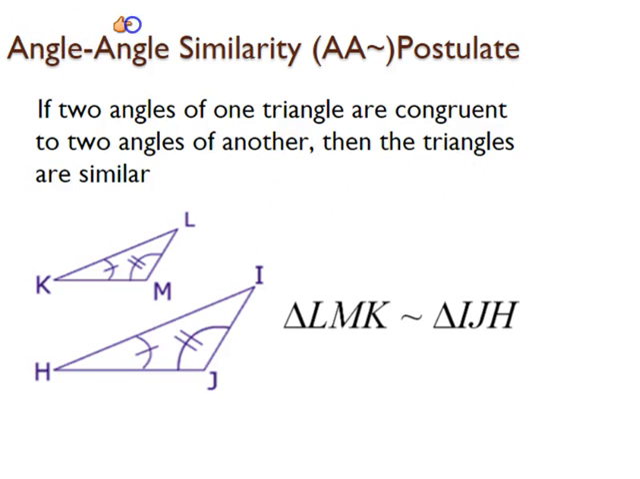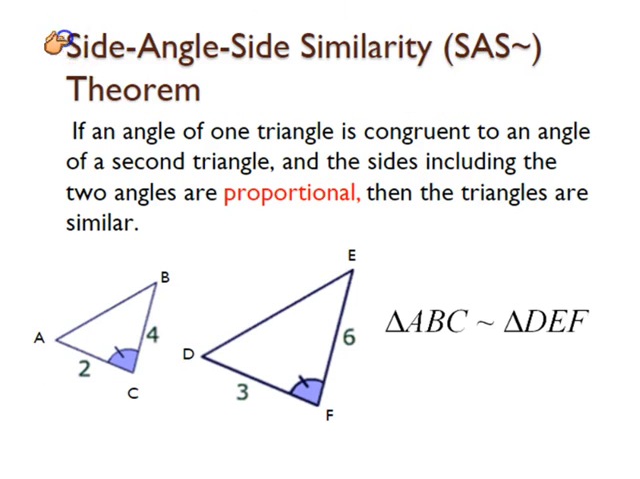So the angle-angle similarity postulate says that if two angles of one triangle are congruent to two angles of another triangle, then those two triangles must be similar. So here, these two corresponding angles are congruent. These two corresponding angles are congruent. Therefore, we can prove that triangle LMK is similar to IJK using the angle-angle similarity postulate. So that's our first postulate. Second one, side, angle, side.